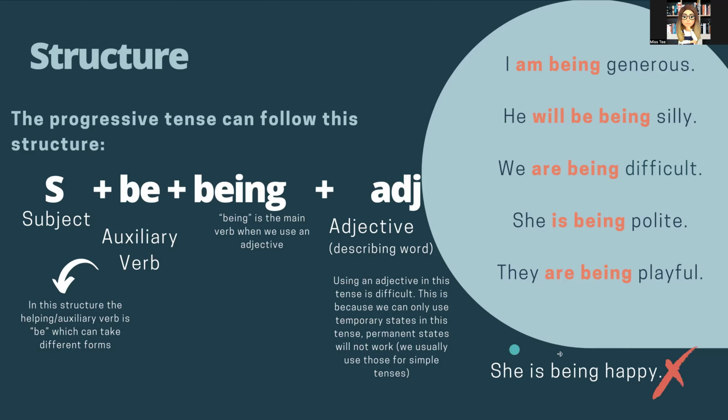However, that's why down here, if we say she is being happy, it's not correct because this would be a permanent state. But polite, difficult, silly, generous, and playful, these are seen as temporary states. So that is why it's tricky. You have to double check the adjective that you're using if you're going to use this form and make sure that your adjective is for a temporary state, not a permanent state.